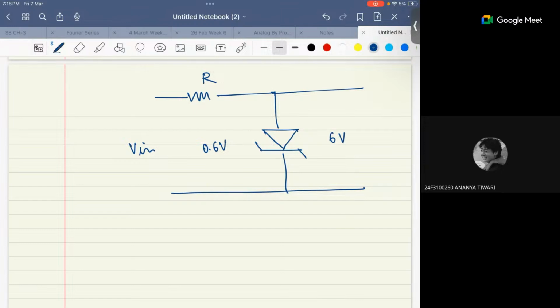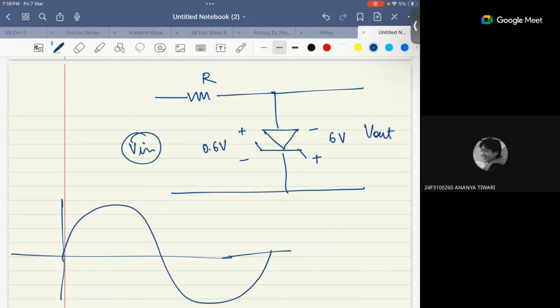If you are dealing with a Zener diode potential, this is plus and this is minus. If you have to write the forward bias with the cutoff voltage, you write it as plus here, minus. This is V input, this is V output. You have some V input, you have to tell me the V output. How will it follow? Just think and then tell me.